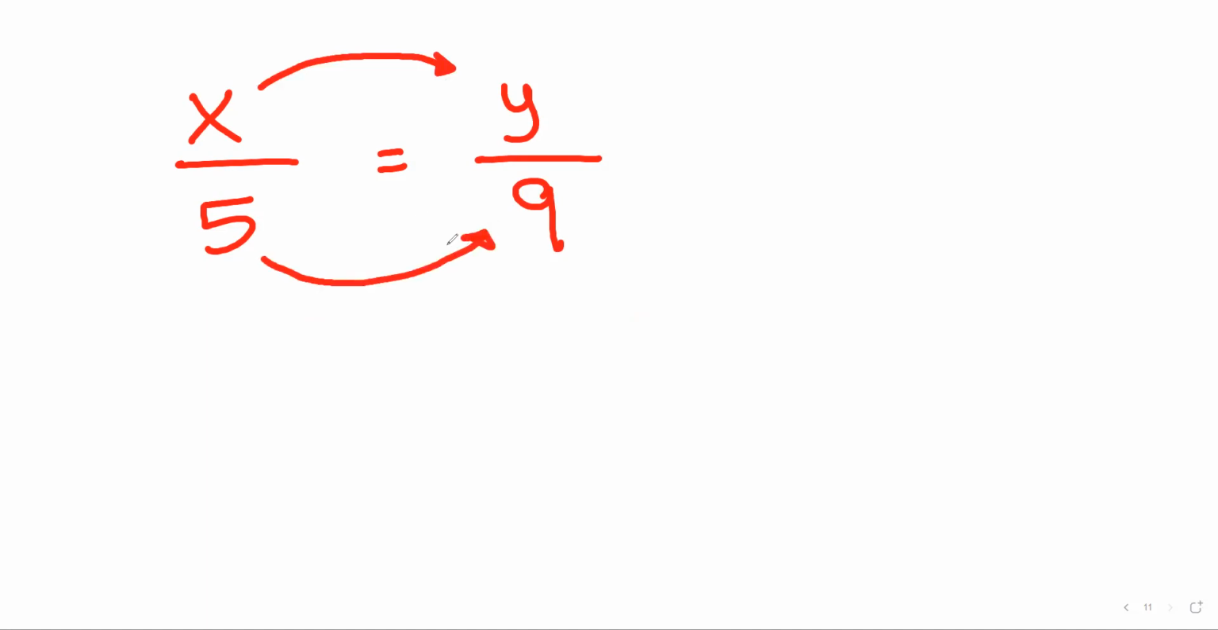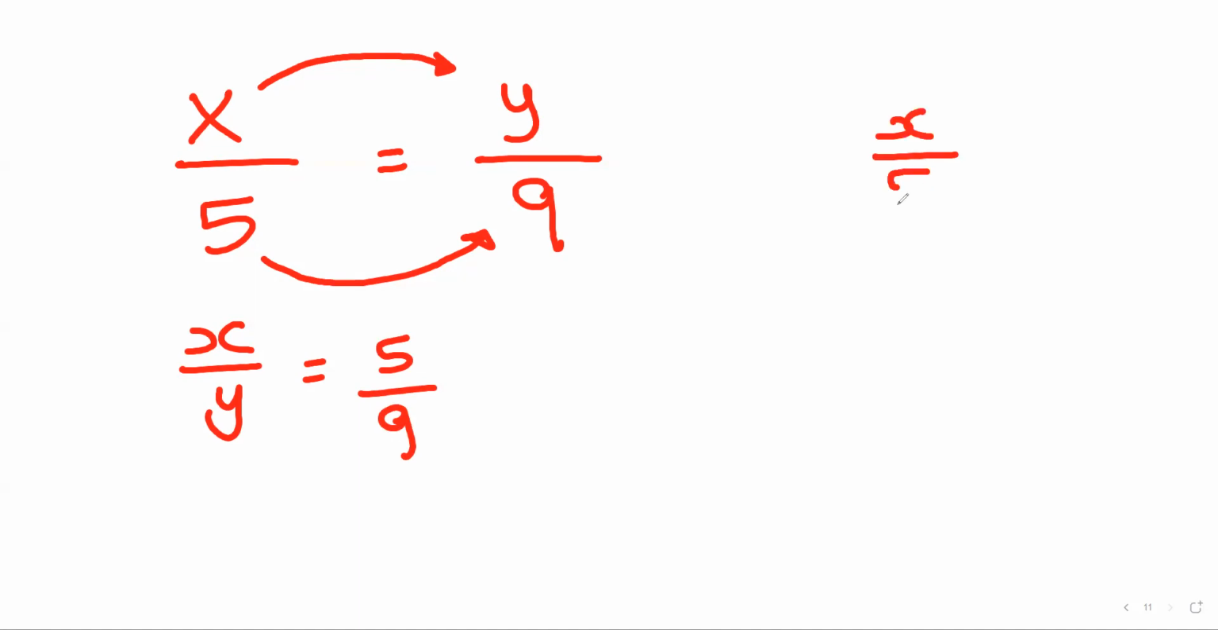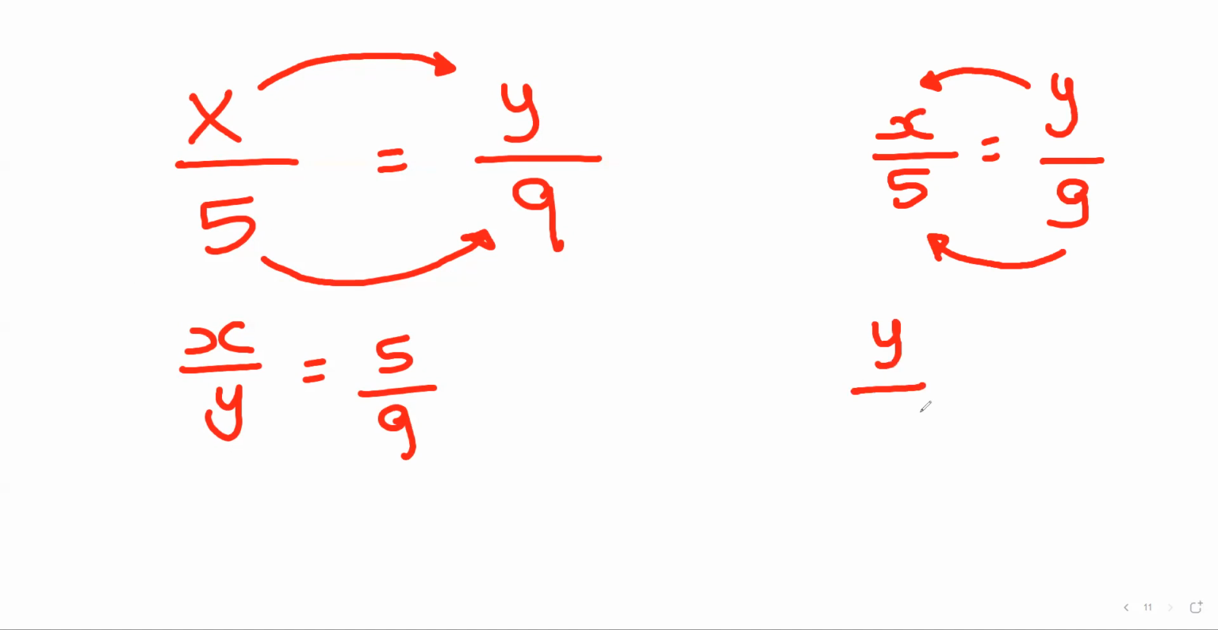So if x over 5 equals y over 9, what is x over y? Top divided by top is the same as bottom divided by bottom. Antecedent divided by antecedent equals consequent divided by consequent. So x over y equals 5 over 9. And if I asked you to find y over x, where x over 5 equals y over 9, y over x equals 9 over 5.